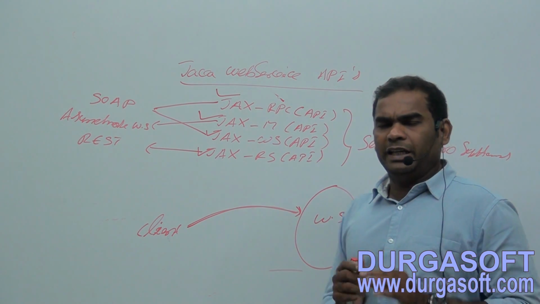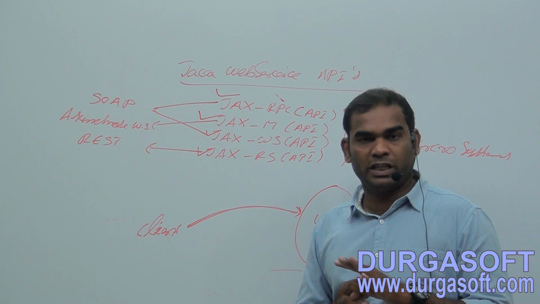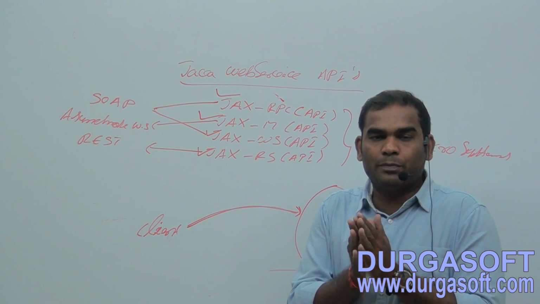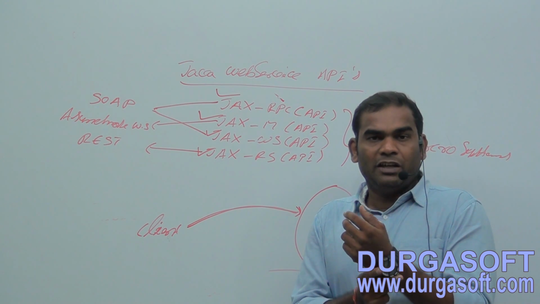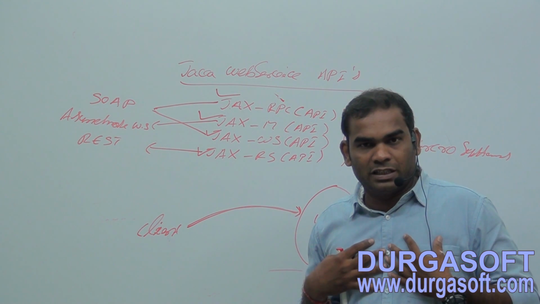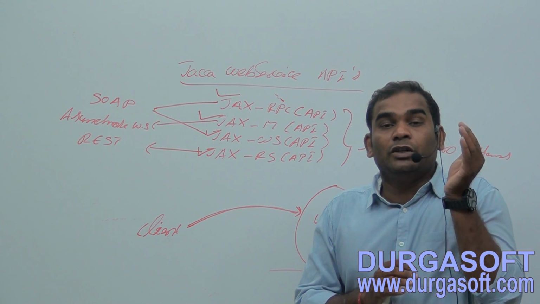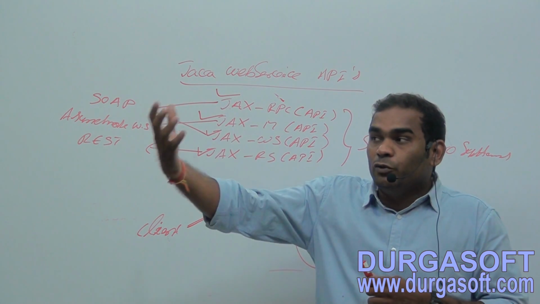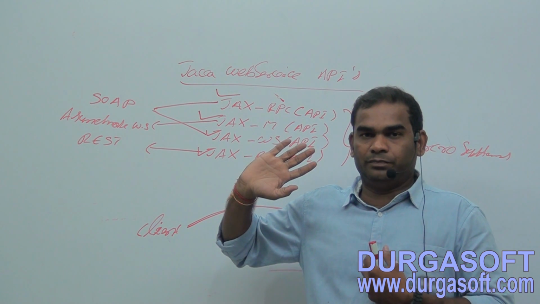Unfortunately, all these APIs are specifications. Specification means it contains only interfaces and abstract classes here. They are not providing any implementation classes. Using interfaces and abstract classes, we cannot do anything here. So definitely we require some implementations, and we will use that implementation in our web service or web service client here.